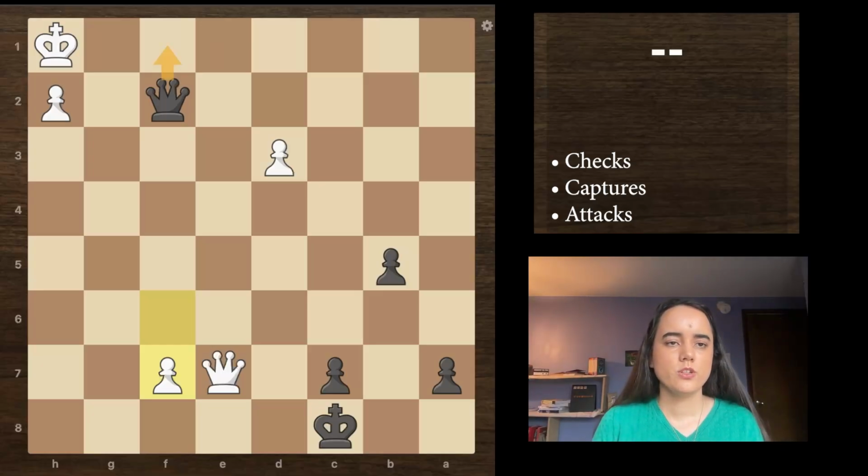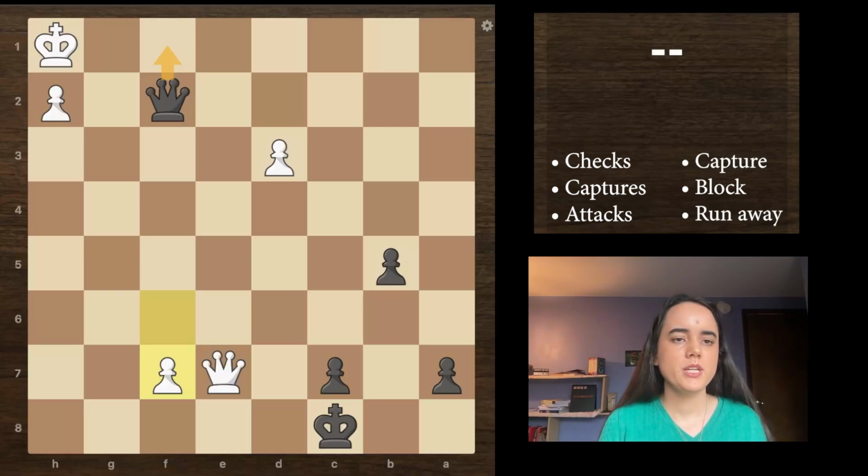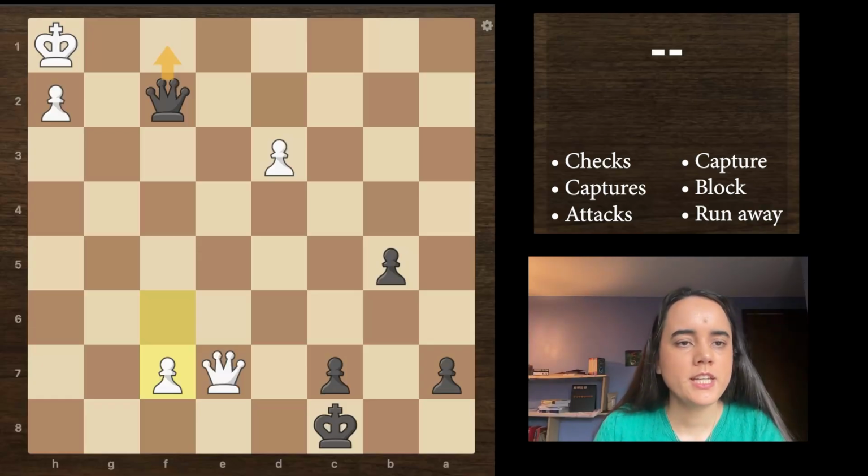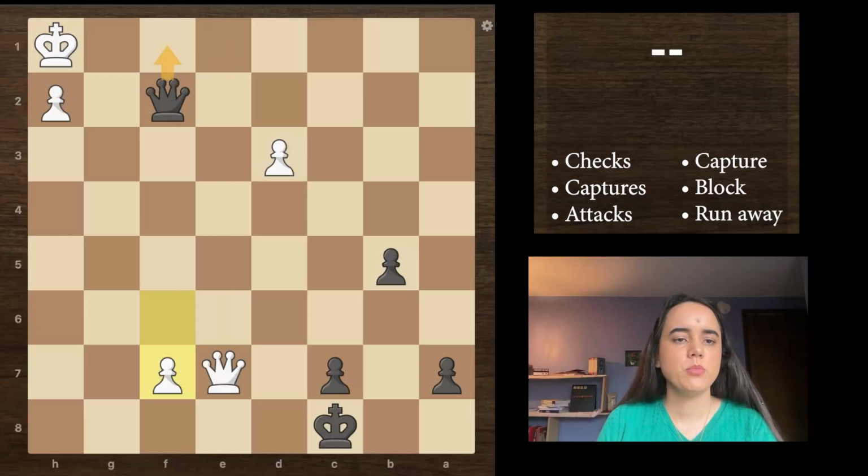Okay, so when you check the king, there are three ways he can respond. He can either capture your piece, he can block it, or he can run away. And so let's see, can he capture my queen if it's here? No, he can't. The other queen is on the wrong file. Can he block? Again, no, there's no piece to block.